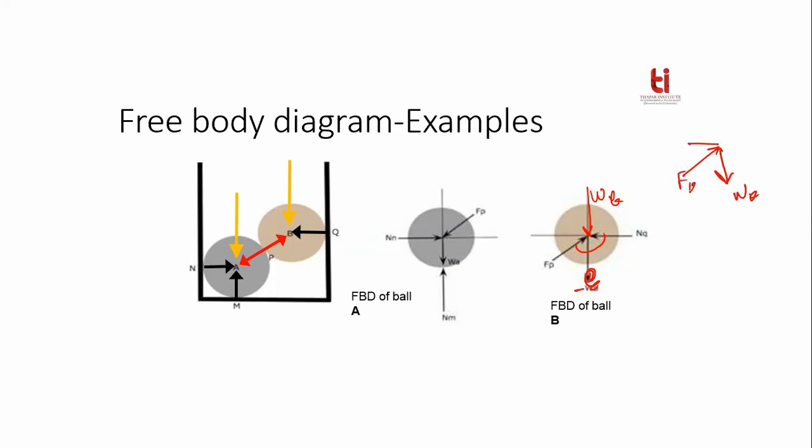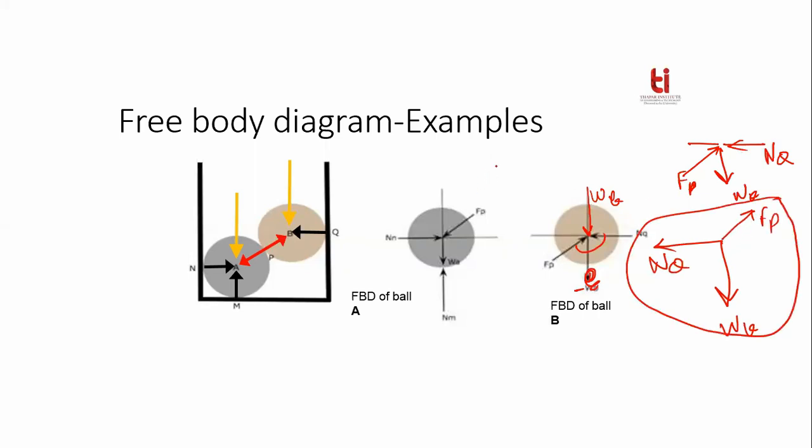And one more thing you can do: this was WB, and this FP was acting like this, and there was one NQ force. So suppose this WB is there, keep it there, put NQ like this, and FP like this. So again, you can apply Lami's theorem. I hope this is all clear.